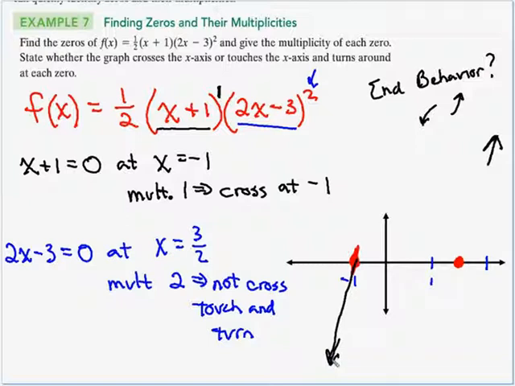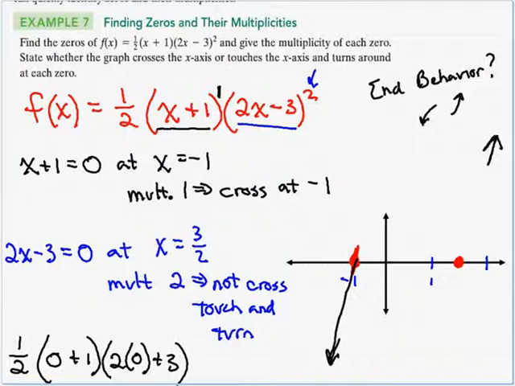I guess we can find our y-intercept, can't we? Yeah, let's find our y-intercept. Plug a 0 into f of x. So here's going to be 0 plus 1 times 2 times 0 plus 3. So we're going to have a half times 0 plus 1 is 1, 2 times 0 is 0, plus 3 is 3. And if we multiply those together, we get a half. So we cross our y-axis at 1/2.